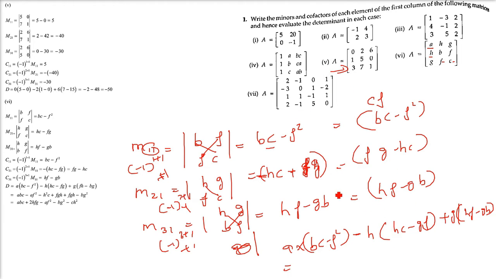Right? So now you just rearrange it. Now I am doing it with the cofactor. So A, H, G, just write it here. Multiply it with the cofactor of the first one, BC minus F square.